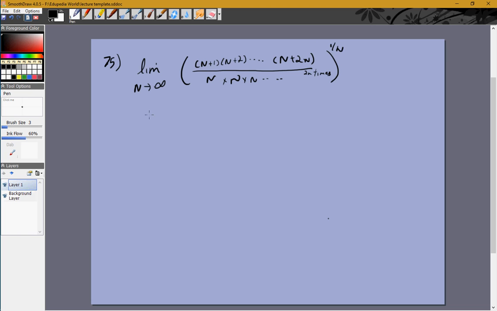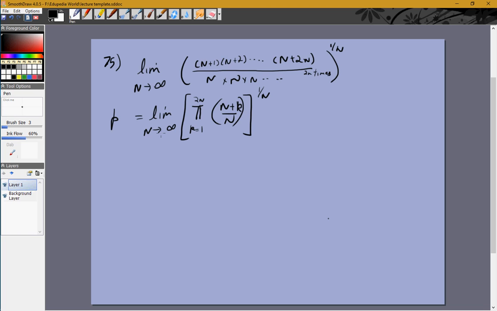So we can basically just write this as limit n goes to infinity, pi stands for the product of n plus k by n, where k goes from 1 to 2n, and this is to the power 1 by n, right? So we have n plus 1 by n into n plus 2 by n into n plus 3 by n. Ultimately the final term is n plus 2n by n. Let's say this is p.